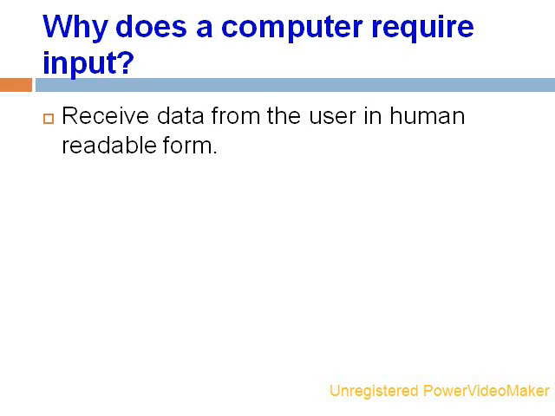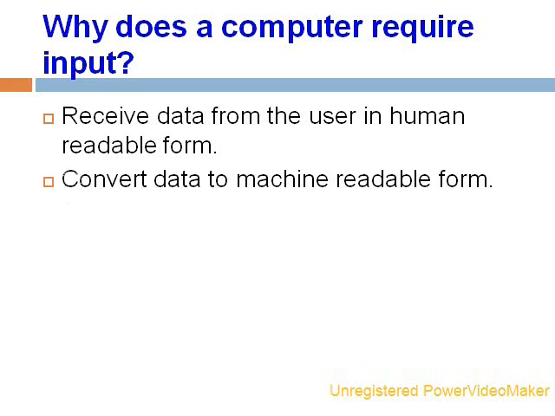Since we said we need to give the computer data, a computer requires input in order to receive data from you, the user, in human readable form. So, a computer really receives data from you using its input, and then the input converts the data to machine readable form. Before the computer can begin to work on the data, it must be converted into machine readable form. This is another role which the input performs.